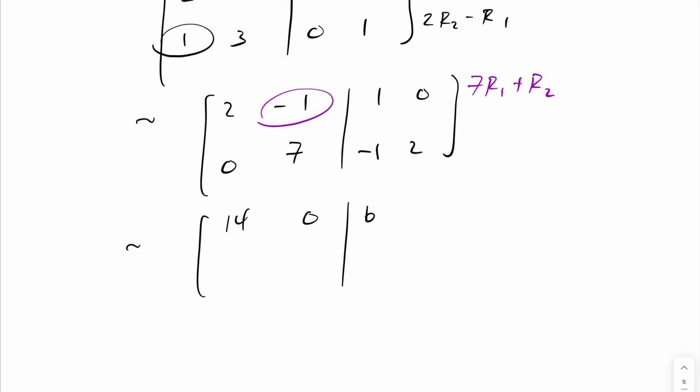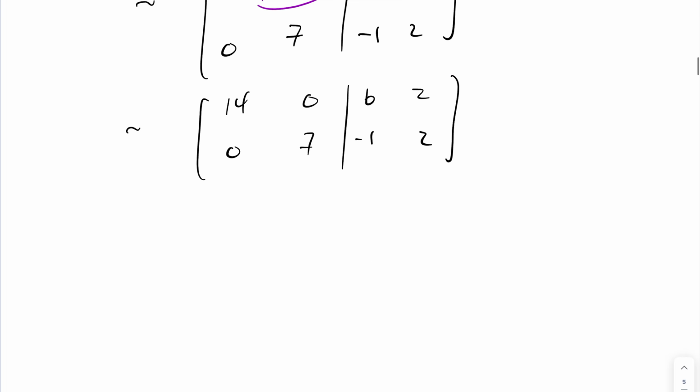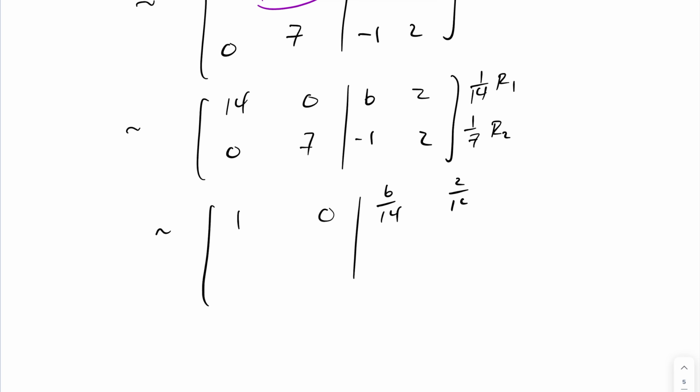And this becomes 2. And this row, again, I'm not touching this row. And then I'm just going to clean this up. So I'm going to divide across by 1 over 14 for row 1, and divide across by 1 over 7 for row 2. If I go ahead and do that, I get 1, 0, 6 over 14, 2 over 14, 0, 1, negative 1 over 7, 2 over 7.